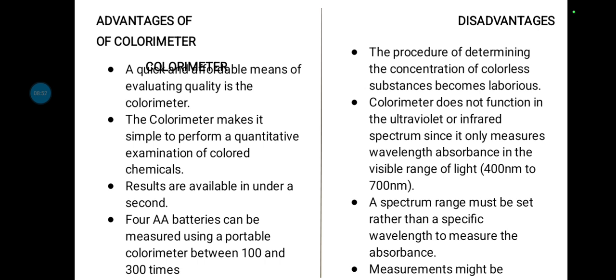Then if anything has an advantage, it will have a disadvantage. Then what are the disadvantages? Measuring the concentration of a substance with the help of this colorimeter becomes a laborious process. Then the colorimeter does not function in the ultraviolet or infrared spectrum, since it only measures wavelength absorbance in the visible range. So when it comes to a colorimeter, we can only check in the visible spectrum.